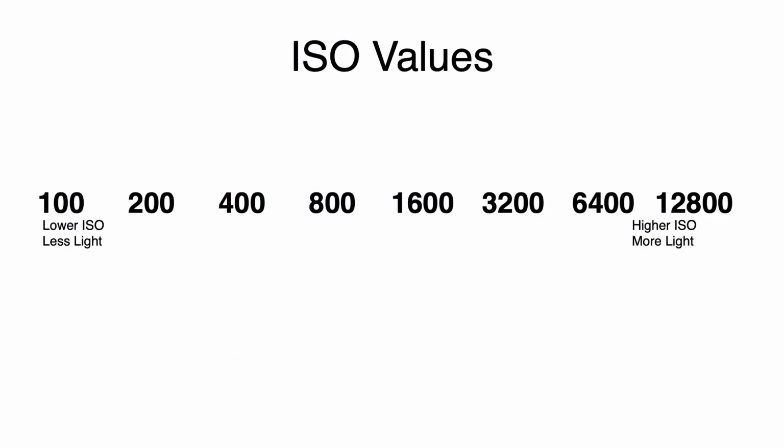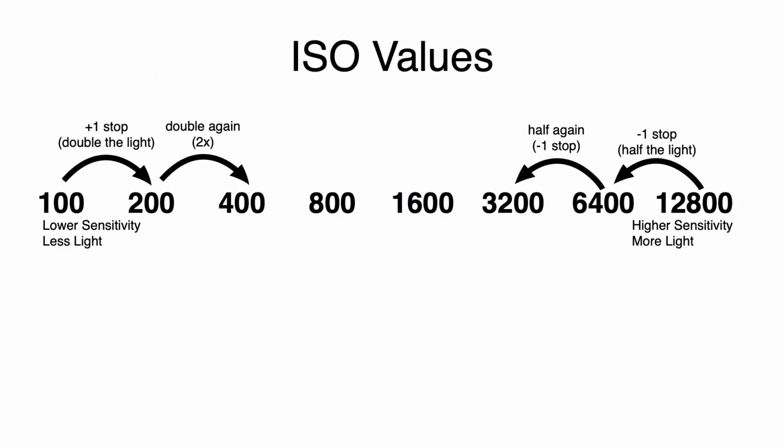So you have these whole numbers like 100, 200, 400, 800, 1600. And then you have these in-between numbers like 160, 240. And the whole numbers are full stop increments. Now, if you don't know what a stop is, check this video out right here. It explains it. In short, though, a stop is how we measure the change in light. And a stop either doubles the amount of light you get or cuts it in half. So if you go from 100 to 200, you're going to get twice as much light in that photograph. And then if you go from 200 down to 100, you're going to get half as much light.